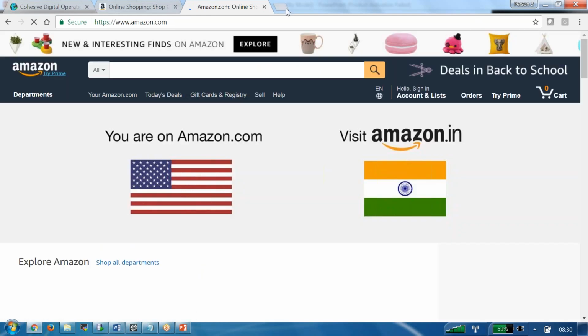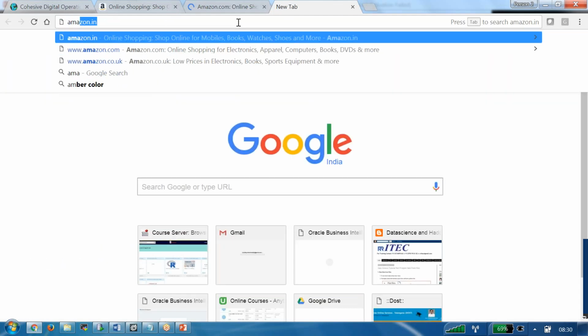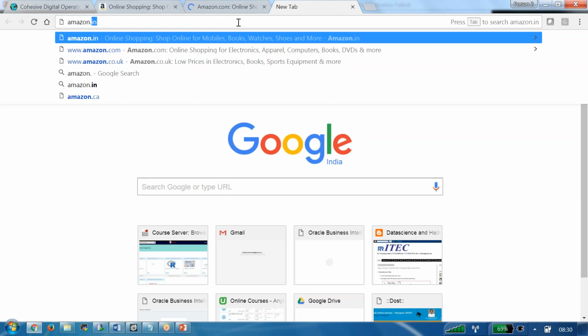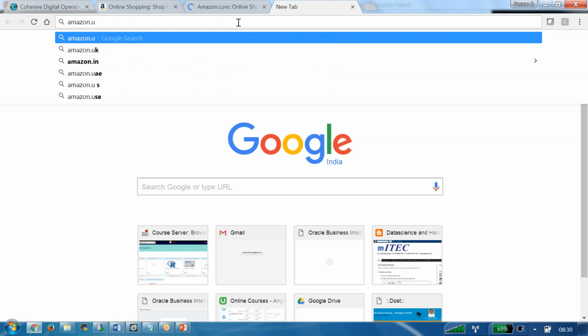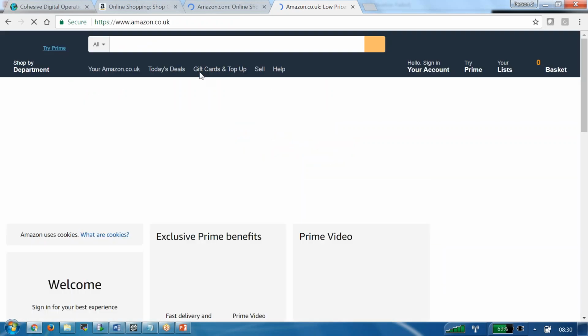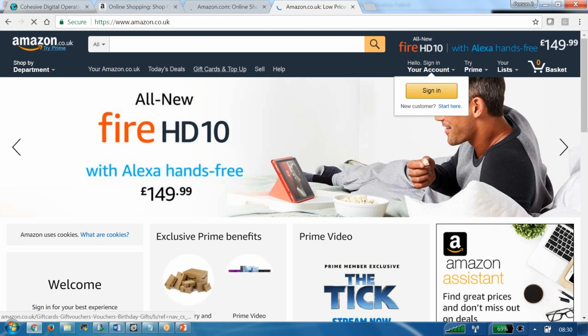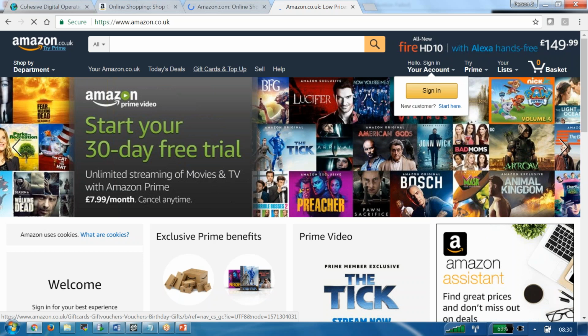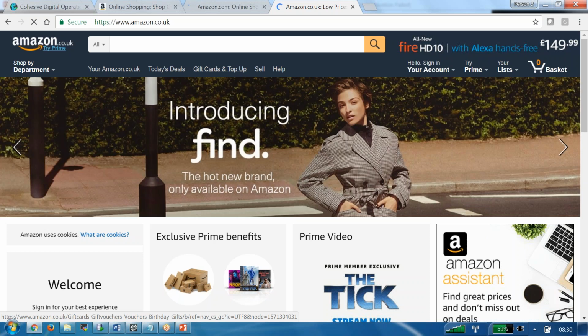Yes or no? Yes. And everyone is aware of it, Amazon.co.uk, right? So in all these applications, is the business owner the same or not? The business owner is the same. But how many applications do we have? I have written only 3, but we have a number of applications in the backend.